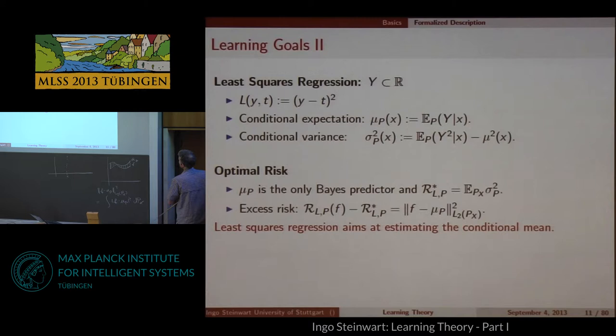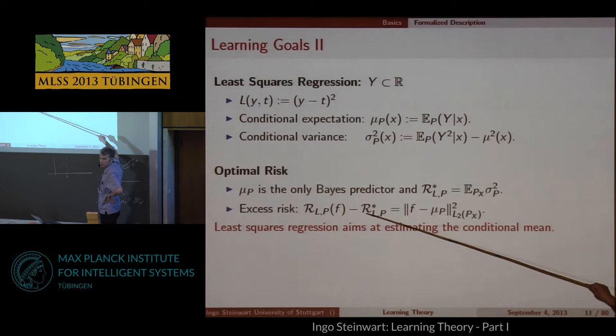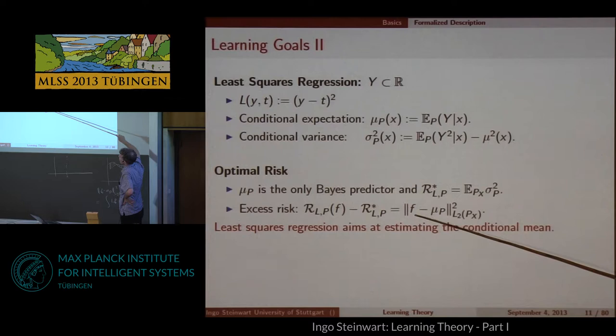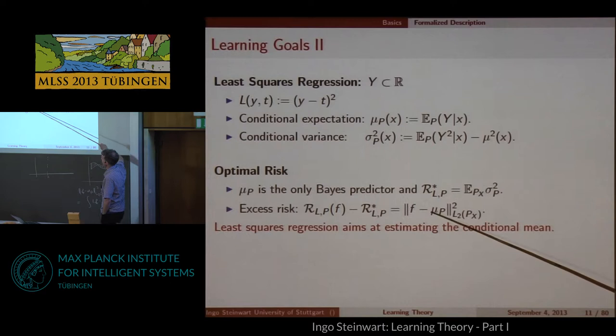Well, what does that mean? We saw that we want to have a predictor f whose excess risk is small, close to zero. That immediately means that we want a predictor for which this norm is small. And looking at the picture, that means we want a predictor which looks like the conditional expectation. So what we really want is a predictor which estimates this conditional expectation.